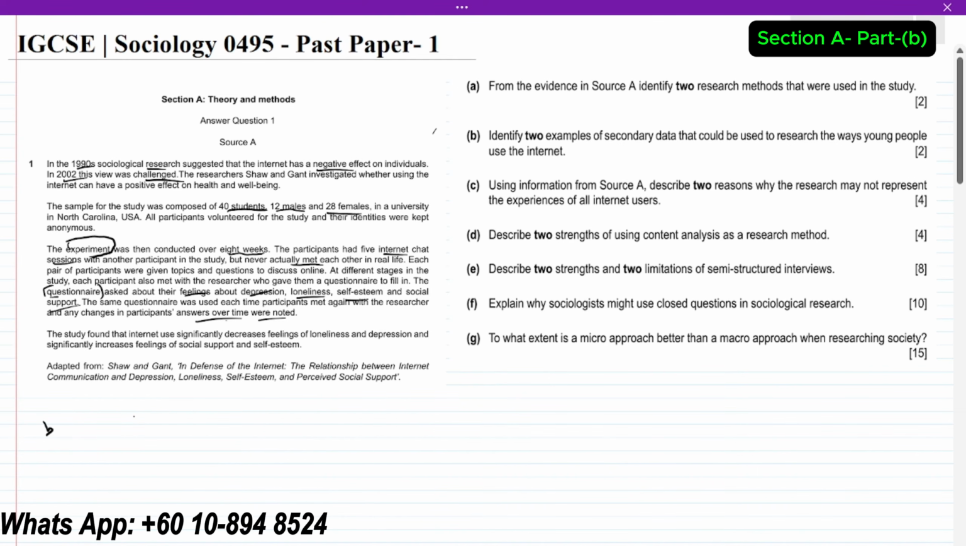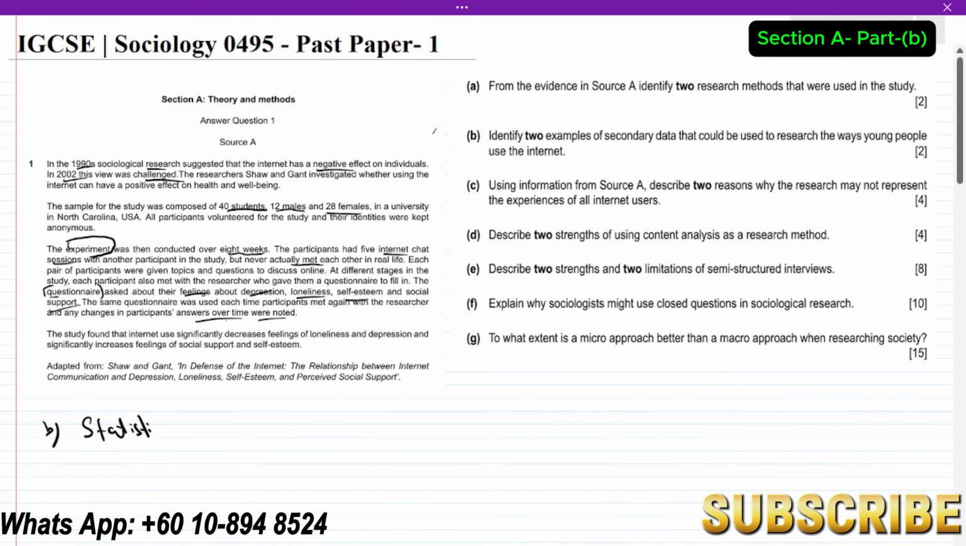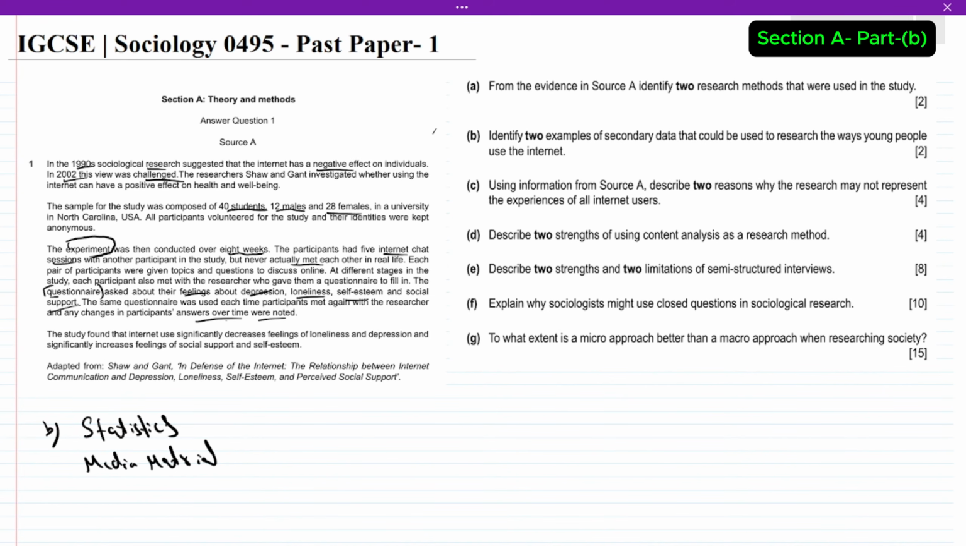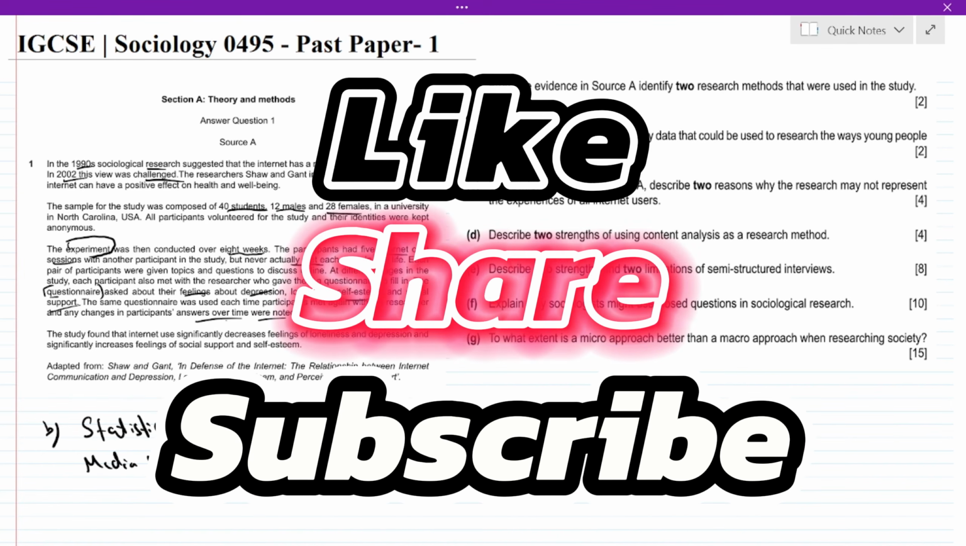Now move on to section B. In section B, we have to identify 2 examples of secondary data that could be used to research the way young people use the internet. So now we have to give 2 examples of secondary data. The number one that we can give is statistics, and number two, media material. This is how we can get from the internet, and this will help us to move further with our research, specifically based on the secondary data.